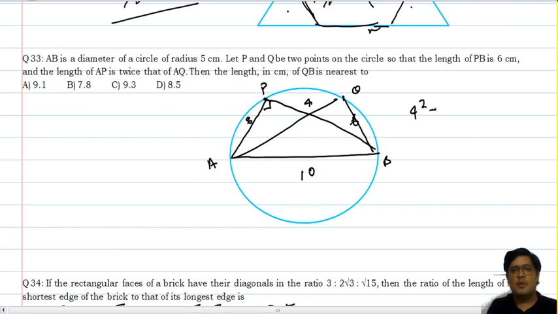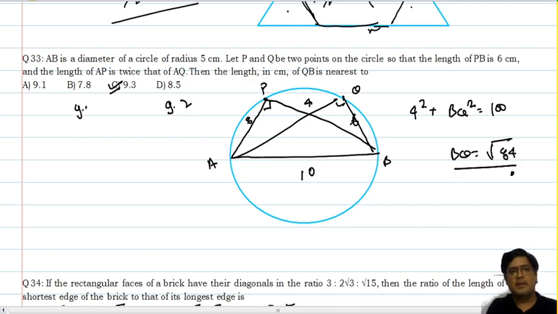Now 4 square plus BQ square is equal to 100 because this angle is also 90. So BQ is equal to root of 100 minus 16. That is root of 84. And this will be 9 point something. Only one answer option.